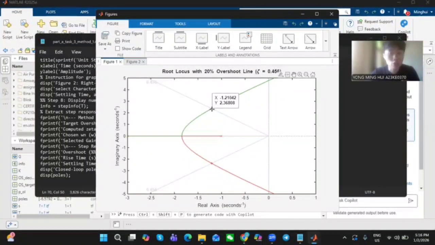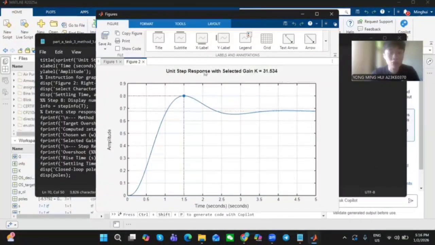We select the intersection point, we click, and it will come out with the graph of the unit step response with selected gain K equal to 31.534. After we click this, we select the characteristics, peak response, and then we observe. The overshoot is 18.2%, so it is very close to the design target. The selected dominant poles accurately reflect the system behavior. So that's all for method 3.